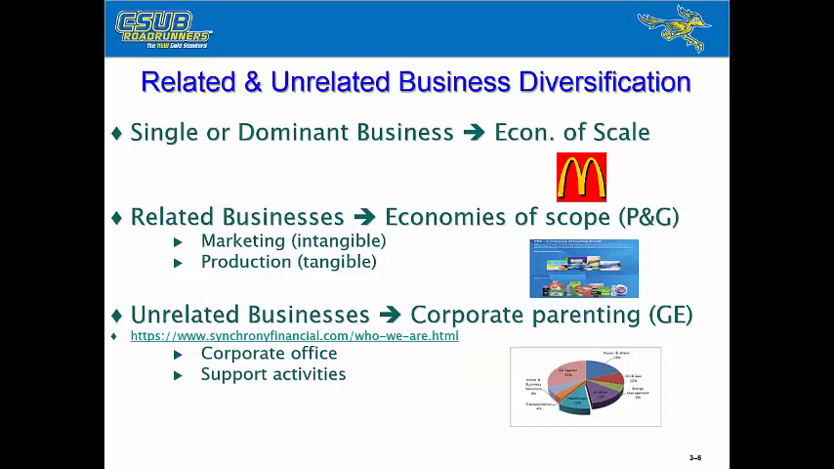So they tend to share the same corporate office. They share support activities like similar IT infrastructure, similar or common HR department, common purchasing department. But the businesses don't have any economy of scope or economy of scale relationship to each other. So, three different types of corporate diversification or corporate level strategy.